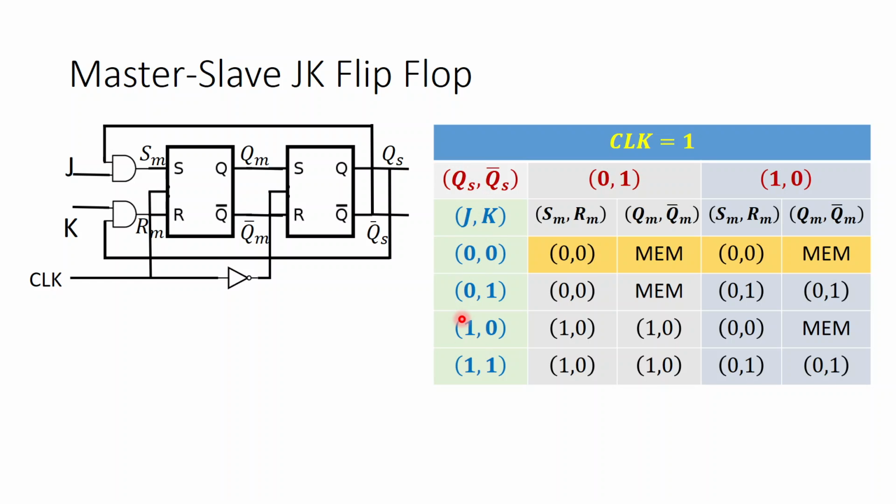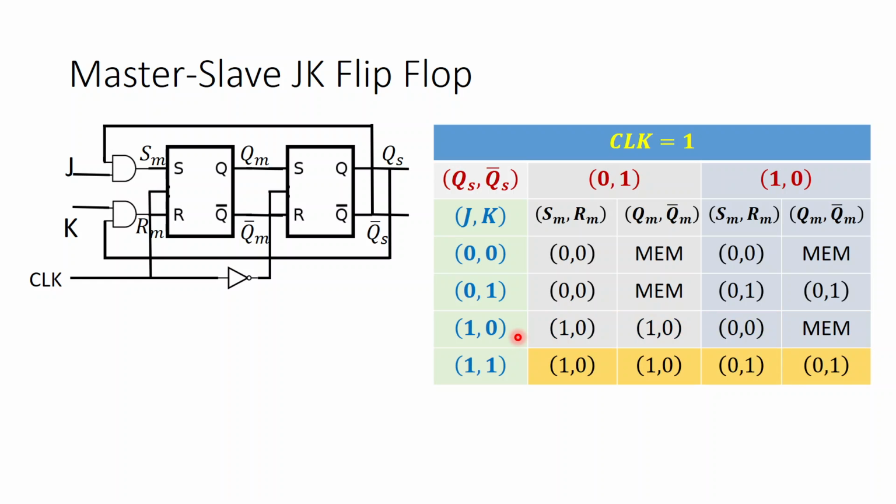When JK is 1 0, so I think I have highlighted all this. So when JK is 1 0, you see that K being 0, RM will become 0. But what about SM? J is 1, so SM gets decided by QS bar. So in this case QS bar is 1, that means SM is 1, and SMRM being 1 0, QM bar will become 1 0. So when output is 0 1, QM bar becomes 1 0, and when output is 1 0, SMRM is 0 0 and QM bar is memory. That means it is the same as 1 0.